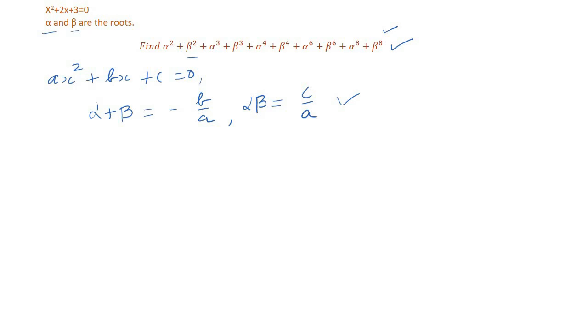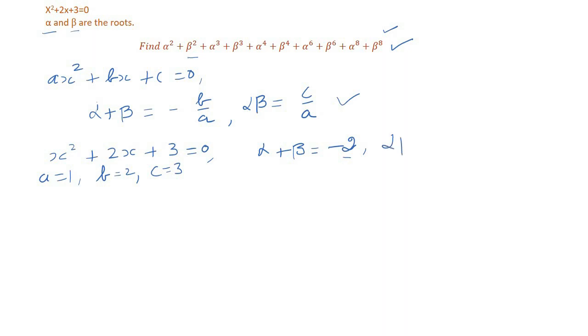So for the given equation, what is the given equation? X squared plus 2x plus 3 is equal to 0. Alpha and beta are the roots. Therefore, we have alpha plus beta is equal to minus b by a. Of course, here a is 1, b is 2, c is 3. So alpha plus beta, minus b by a, is minus 2. Remember, we are going to use it. Minus 2.